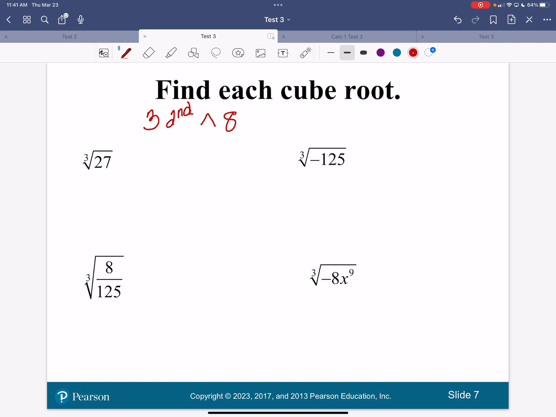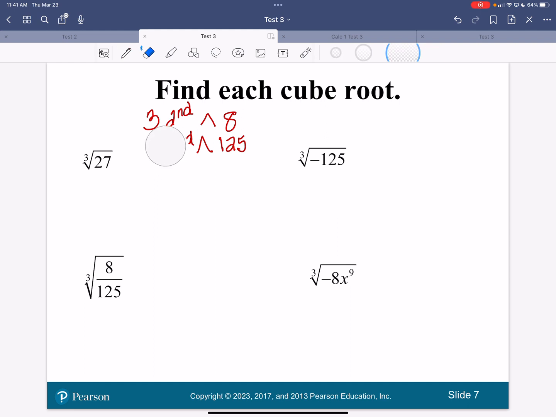I was actually surprised that it doesn't give you parentheses, but it doesn't. Now try 3, second carrot top, 125. What do you get? 5. Okay, so make sure you're comfortable with your keystrokes.